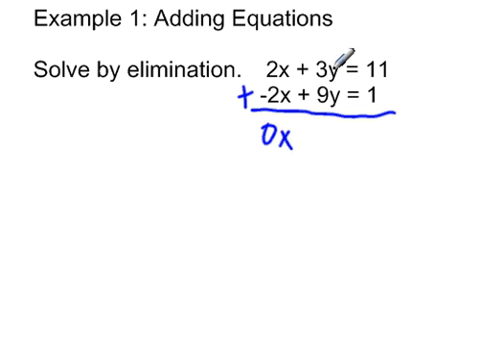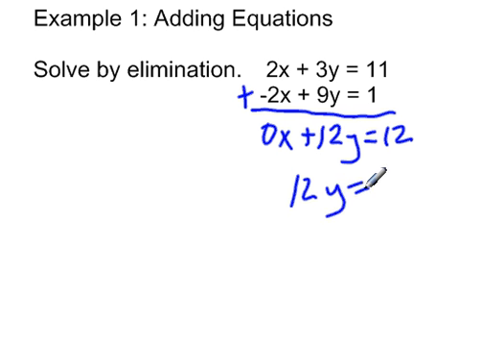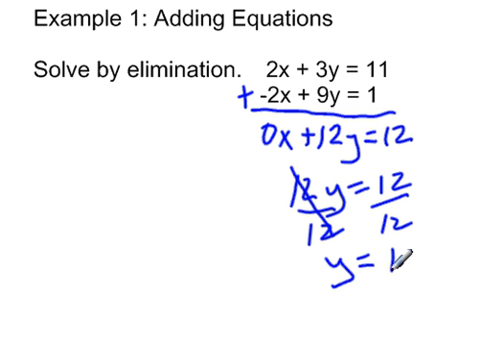Now I'm going to combine my y's, and I have a 3y plus a positive 9y, which gives me 12y equals, now 11 plus 1 is 12. Okay, so obviously if we have 0x's, we have nothing there because 0 times anything is 0, so we're left with 12y equals 12. Divide by 12 on both sides, and we're left with y equals 1.